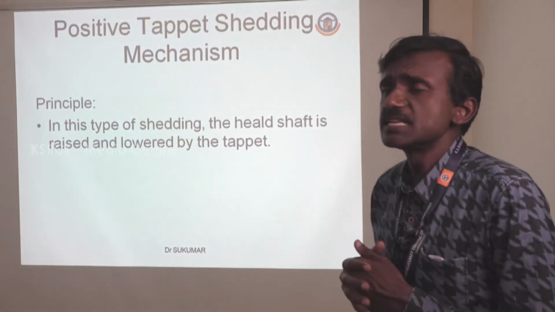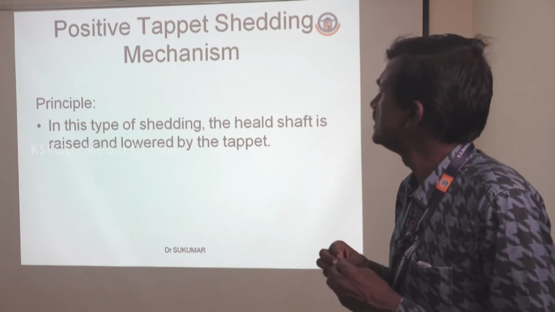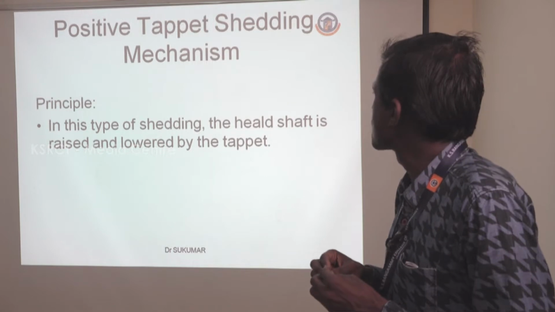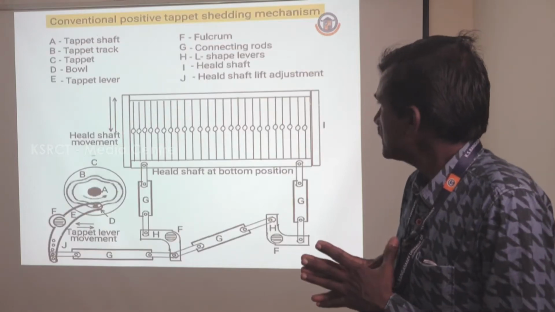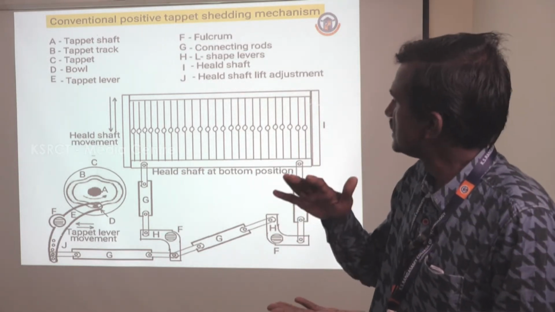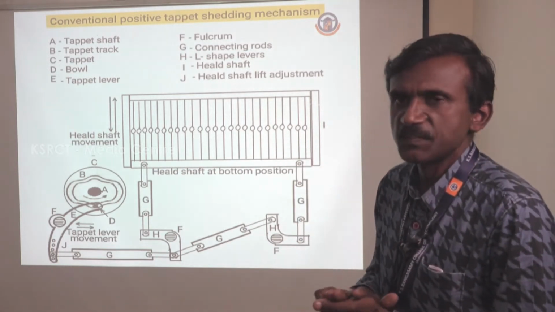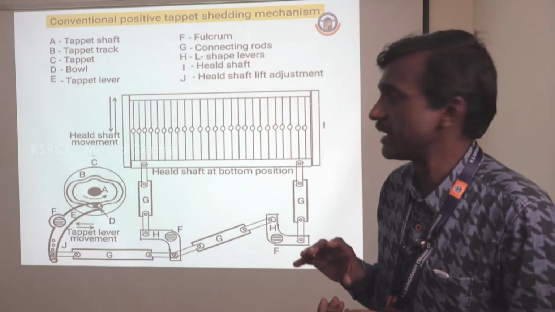And next is the positive tappet shedding mechanism. In this type of shedding, the heald shaft is raised or lowered with the help of the tappet. That is, both raising and lowering of the heald shaft are done with the help of mechanical actions, so there is no reverse mechanism using springs or rubber bands.